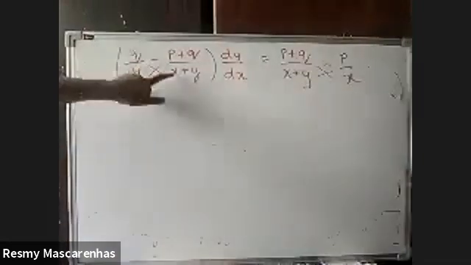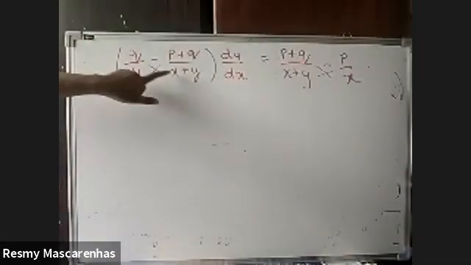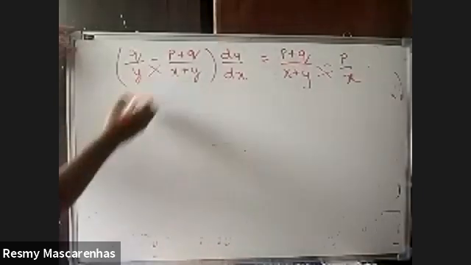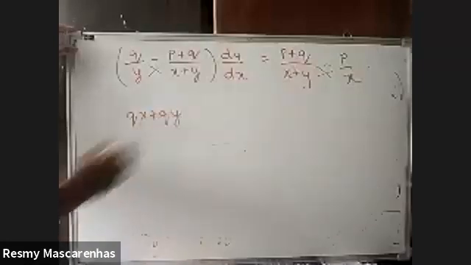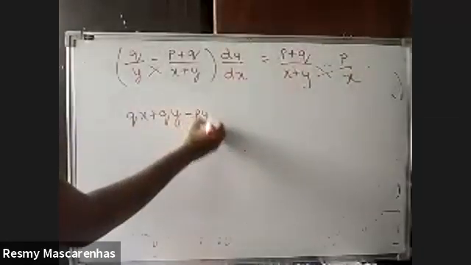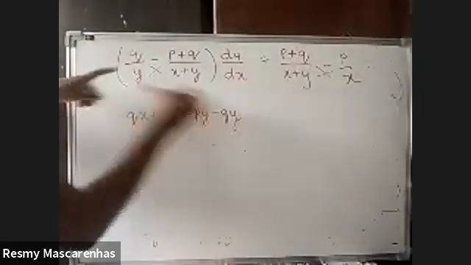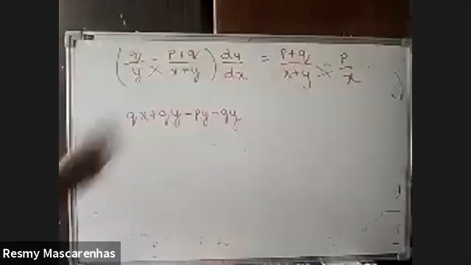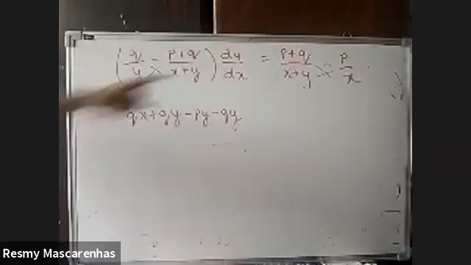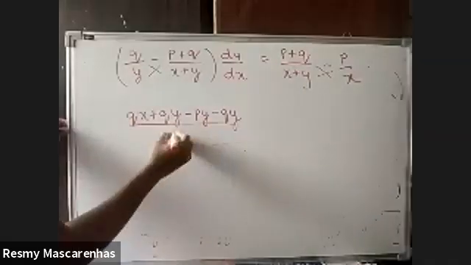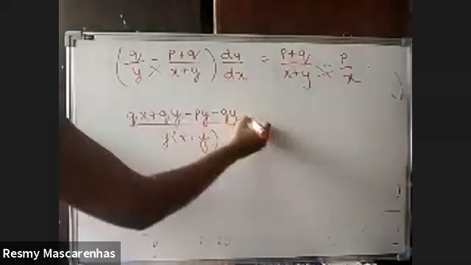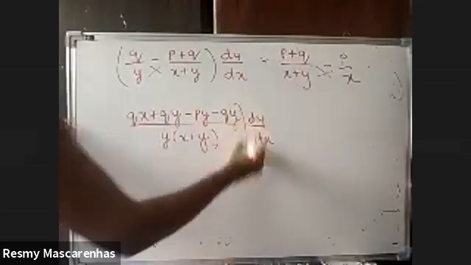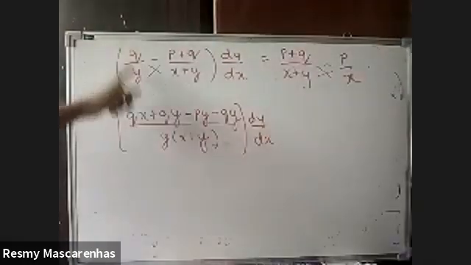So when I cross multiply, what it will become? Q into X. This will get multiplied now. So QX plus QY, then minus PY minus QY. Cross multiply. Y will get multiplied to both the terms. Same way Q will get multiplied to both the terms. Upon, keep it like this only, Y into X plus Y. Outside, dy by dx. Okay, all the terms I cross multiplied.